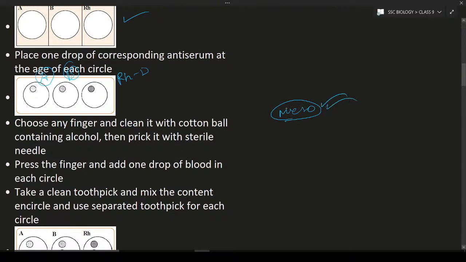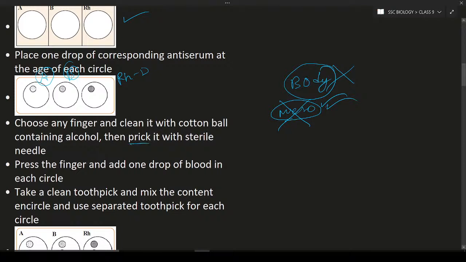So while puncturing the finger with the help of a needle, some microorganisms may enter into the body. We have to prevent the entry of microorganisms into the body. As a result, we have to kill the microorganisms by using a cotton ball containing alcohol. If you rub the cotton ball containing alcohol, the alcohol is going to kill the microorganisms. Then your finger is sterilized and it is ready to prick.